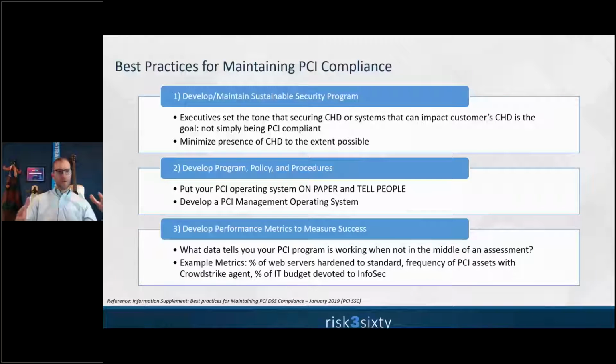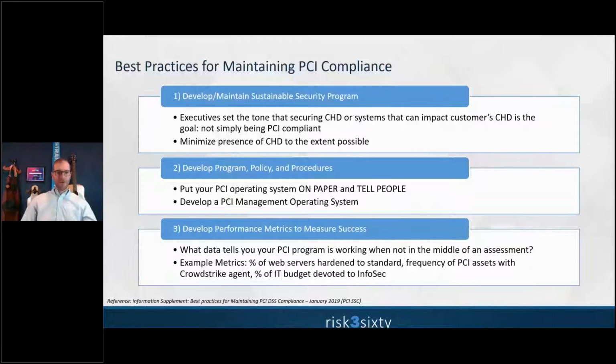Number two, and the first one's more strategic, right? It is strategic and it is integrating PCI and the controls in PCI into your security approach in general, right? At least objectively. Number two is developing the program, policies, and procedures for your PCI program.